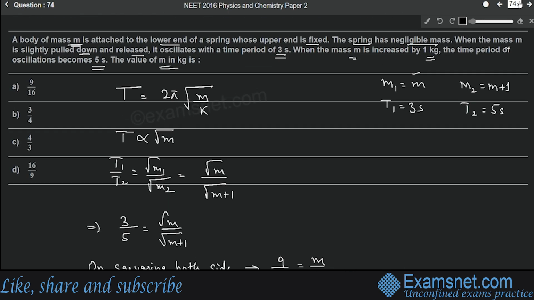So let's see which option is the correct one. First one, 9 by 16 kg. Option A is the correct answer.